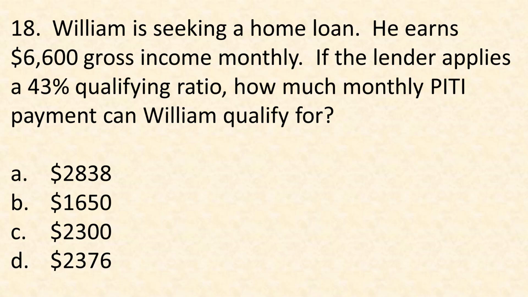The answer is A. $2,838. $6,600 monthly income multiplied by 0.43 or 43% equals $2,838. Usually that would be the housing payment and all debts combined.